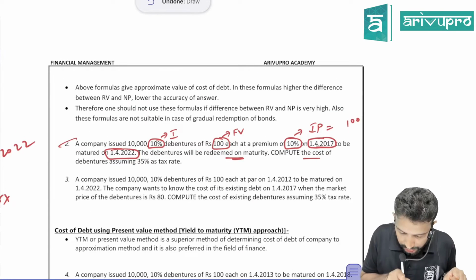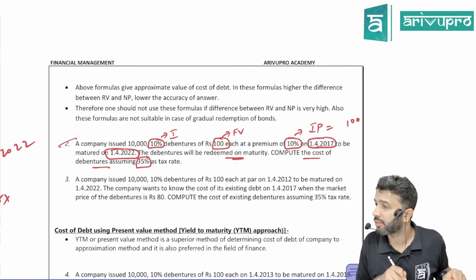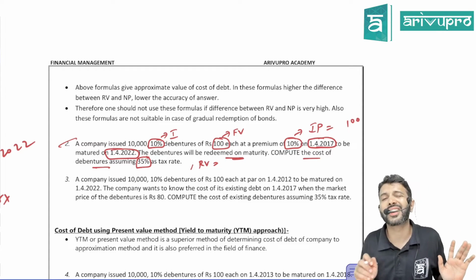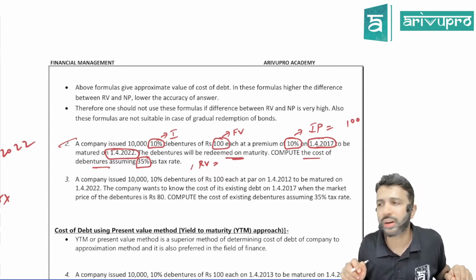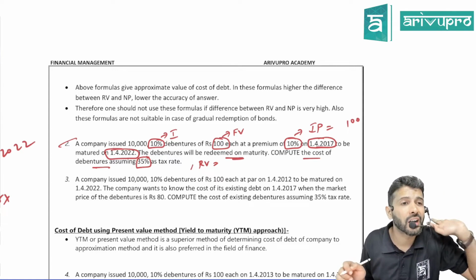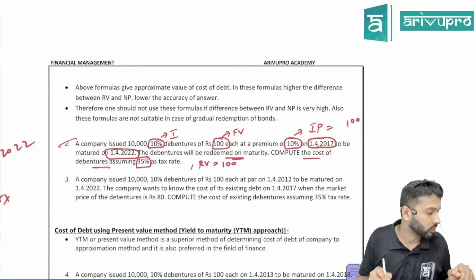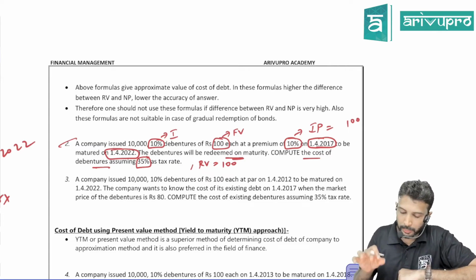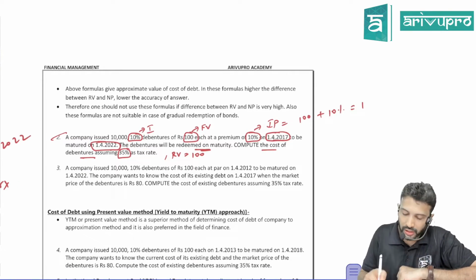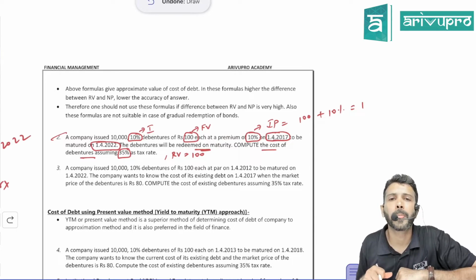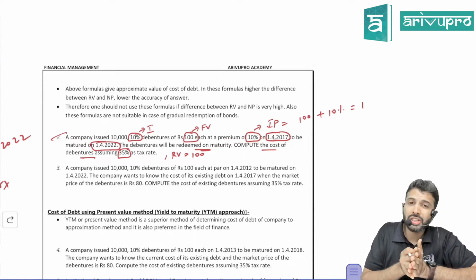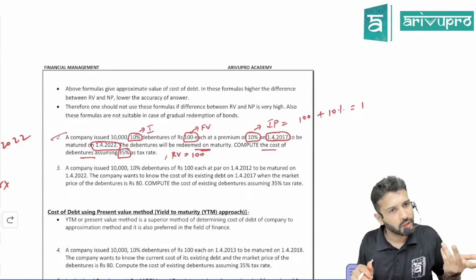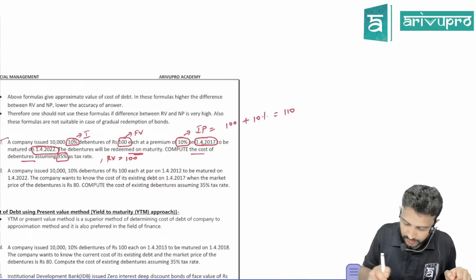Sir, they told debentures are redeemed. In fact, they told calculate the cost of debentures assuming a tax rate of 35%. Sir, have they given RV, redemption value? They just told it is redeemed on maturity. If they don't tell anything about redemption, we always take that the redemption has happened at par. What is the par value? That means RV also you know it as 100. Plug in these numbers in the formula. They've not given current market price because it is not required. Why? Because it is an old debenture or a new debenture? For new debentures, do we need market price or we need the issue price?